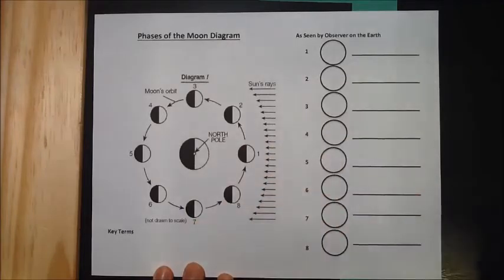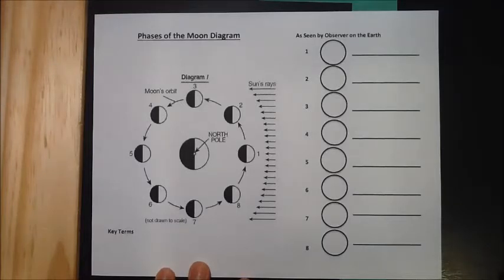Now, when you look at this diagram, first of all, it's impossible. There are not 8 moons that are simultaneously orbiting the Earth. This is a model that's showing you some aspects of the Earth's moon system to help you understand why and how we see the phases.